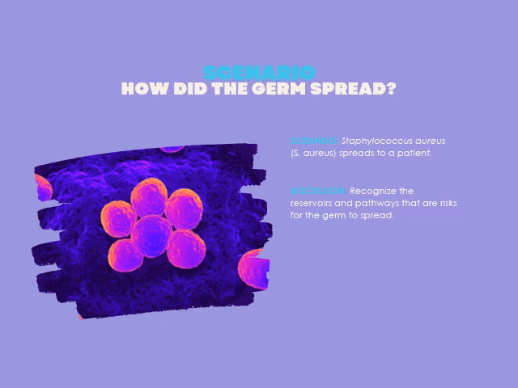Now we're going to use what we know about reservoirs, pathways, and how germs make people sick to discuss a scenario. I'm going to present a brief scenario in which a patient has different interactions with different healthcare workers. The outcome of the scenario is that a germ, in this case staph, has spread to the patient. We will discuss the reservoirs and pathways that could have been involved in the germ spread.